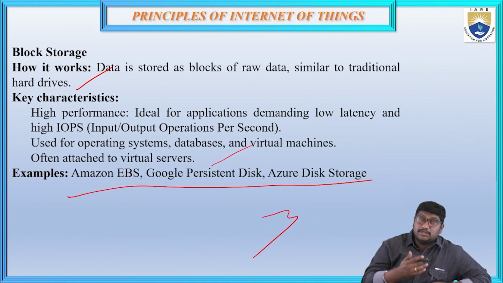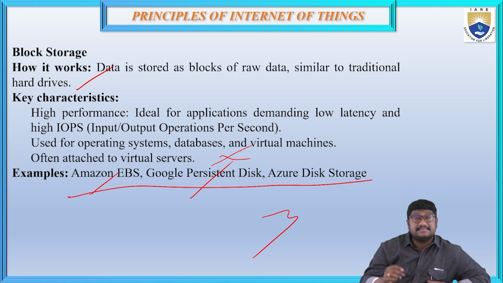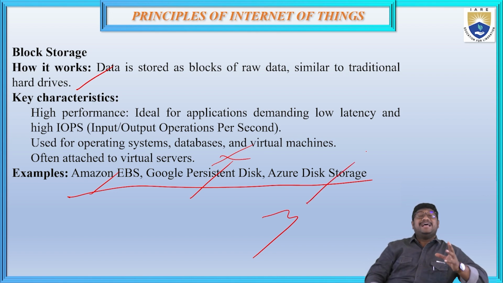Now, block storage. Coming to block storage, the data is going to be stored as blocks of raw data, similar to a traditional hardware device. And coming to the key characteristics, the performance: it is ideal for applications which demand low latency and high IOPS. IOPS, I already told you, stands for input and output operations per second, guys. And this will be used for operating systems, for databases, and for virtual machines. This is how block storage will be utilized. And here it is often attached to virtual servers also, guys. And what are the best examples? Amazon EBS, Google Persistent Disk, and Azure Disk Storage. These are the best examples for block storage.